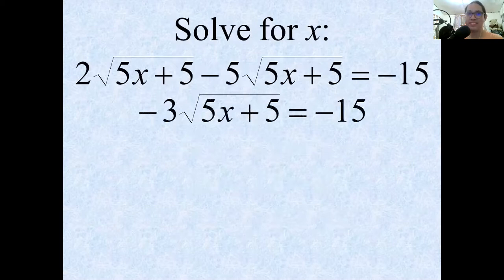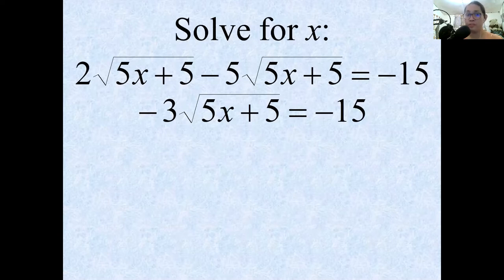Okay, what about this example? Solve for x. As you can see, there are like radicals, since their radicands and indices are the same. Look at the square root of 5x plus 5. So just copy it and then subtract their coefficients. 2 minus 5 is negative 3, and copy the radical that we have. Negative 3 square root of 5x plus 5 is equal to negative 15.